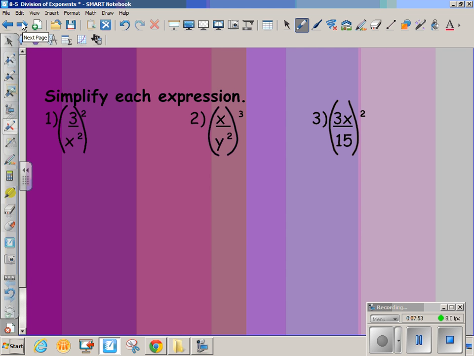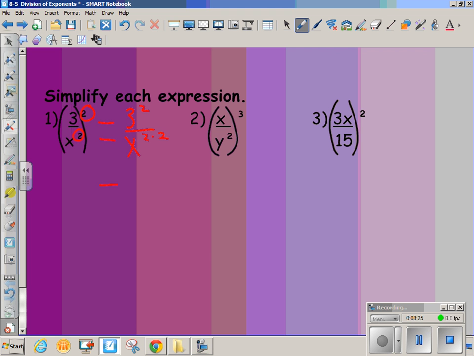Simplify each expression. When I have a fraction raised to a power, it's just like distributing. So that's the first thing I want to do, just rewrite this with the exponent on both. So that would be 3 raised to the 2nd all over x to the 2nd raised to the 2nd power. And you learned in your last lesson that when I have a power raised to a power, then I multiply the exponents together. So what does that end up looking like?